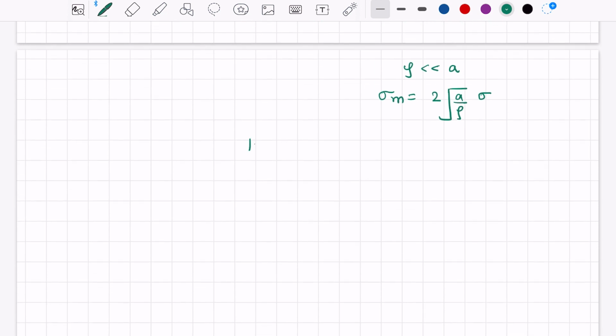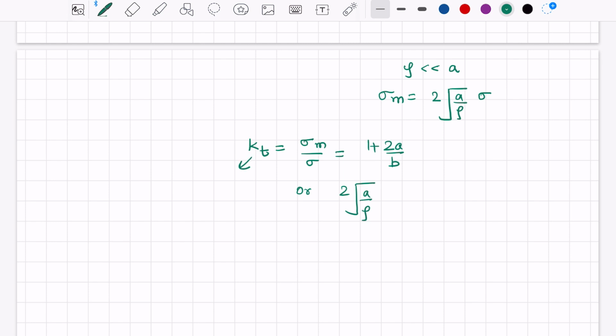And if you want to see stress concentration factor, that will be equal to sigma m by sigma, and that will be equal to 1 plus 2a by b, or it is equal to 2 root of a by rho.